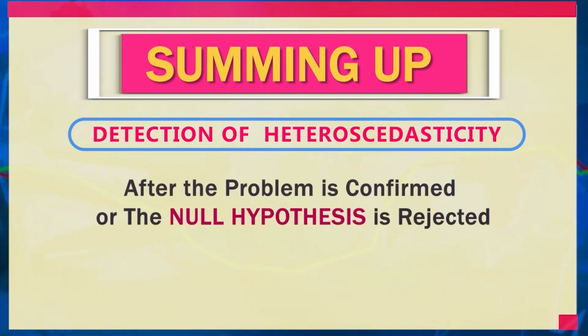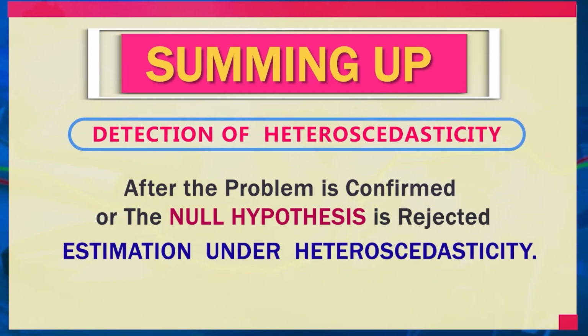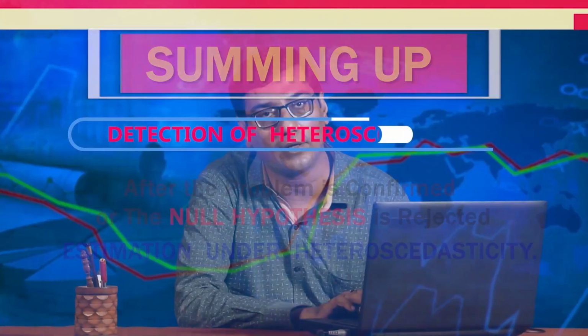And after the problem is confirmed, or the null hypothesis is rejected, we need to propose an estimation procedure to rectify the problem, that is a remedial measure. So the remedial measure refers to a generalized least squares technique where the origin of the problem needs to be identified. Accordingly, the weights will be assigned, and then we can get back to the fulfillment of the OLS assumptions. So that is how the estimation under heteroscedasticity is conducted.